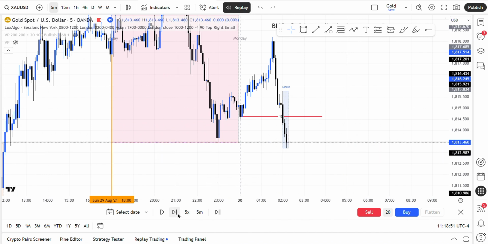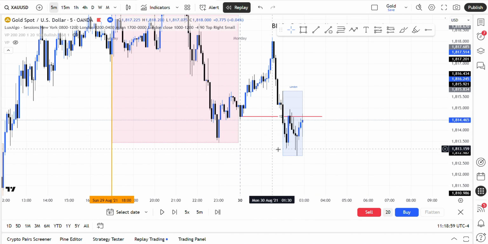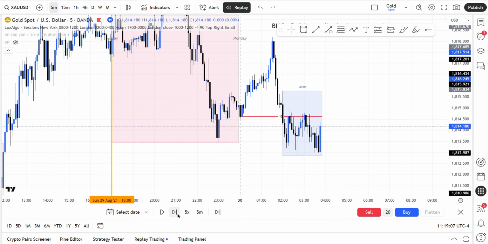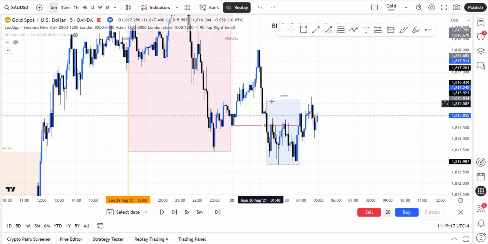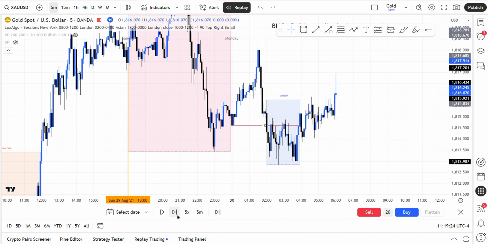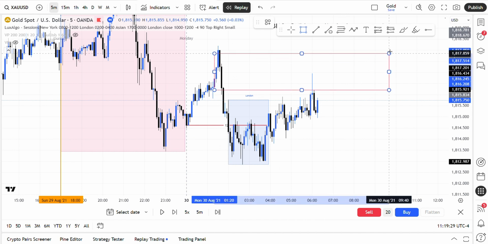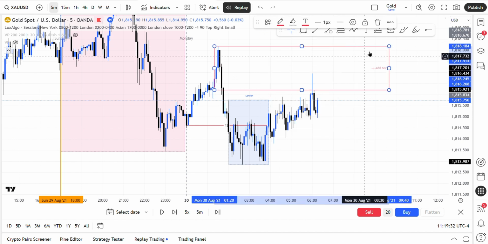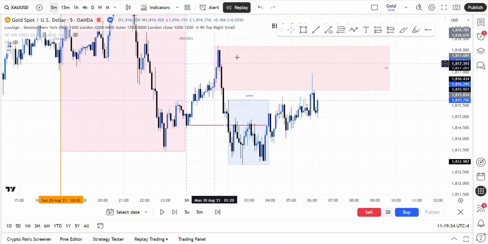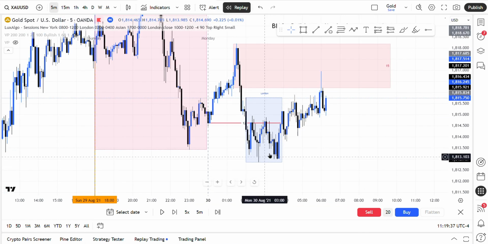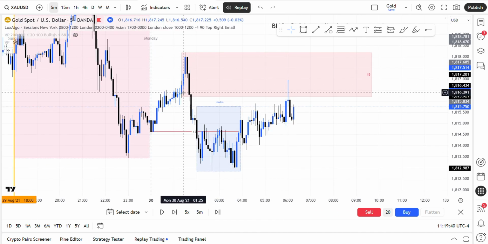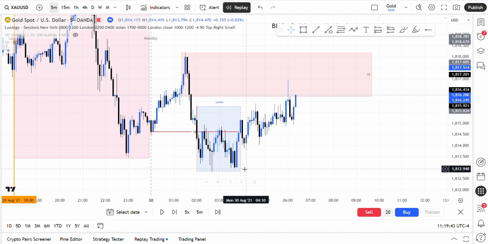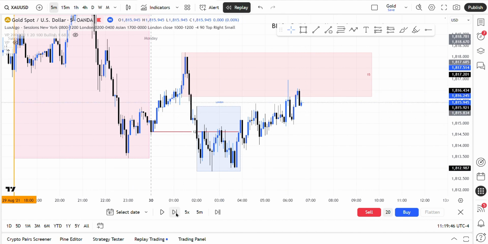Okay, we took the Asia low. Then we came back. We took out this low also. Here we took the London highs. We have our supply zone here. See, this is a 15 minute supply zone. We took out those lows, and then we are pushing higher. We're not in our New York session right now, so we do not get a trade. We don't trade during this time.